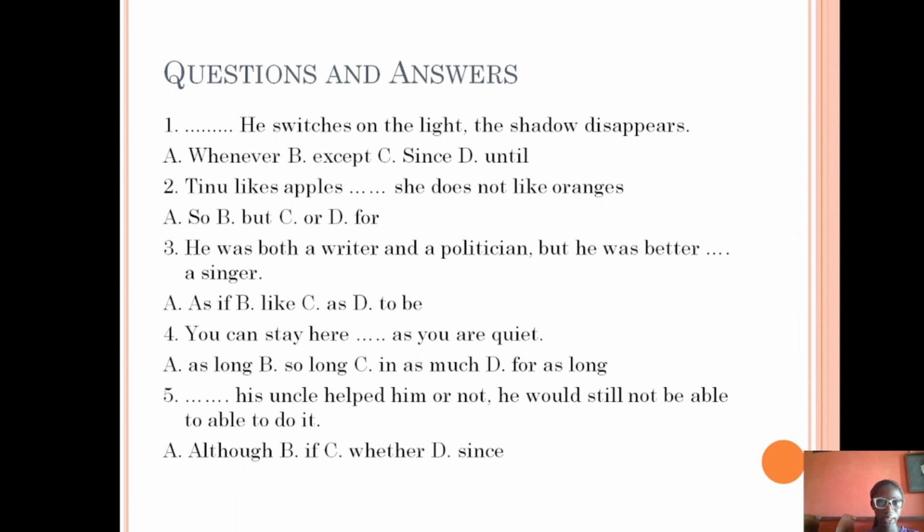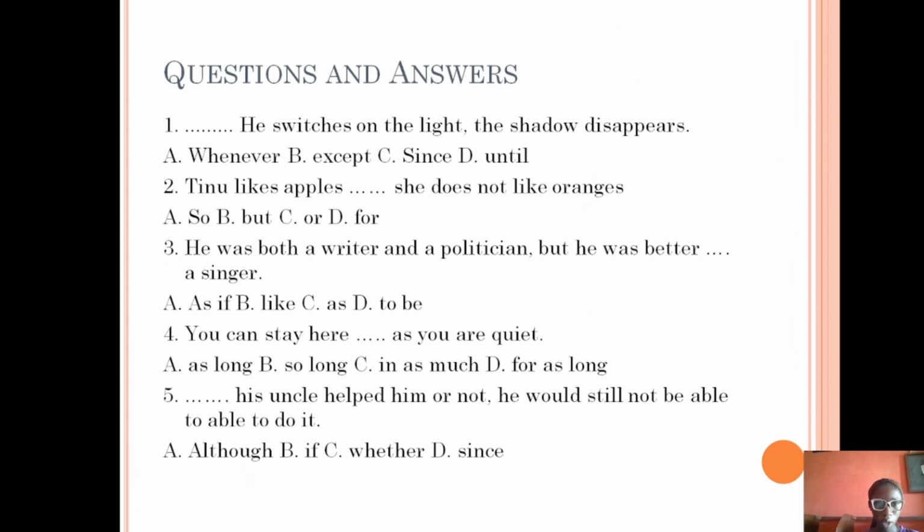Question 3. He was both a writer and a politician, but he was better dash a singer. Our options: as if, like, as, to be. The correct option is option C. He was both a writer and a politician, but he was better as a singer.